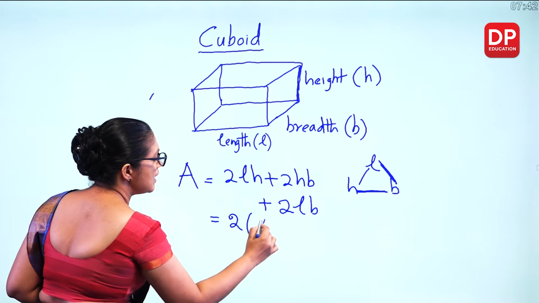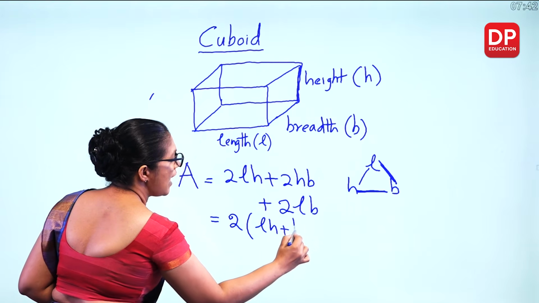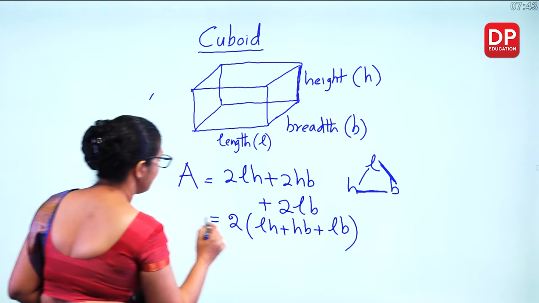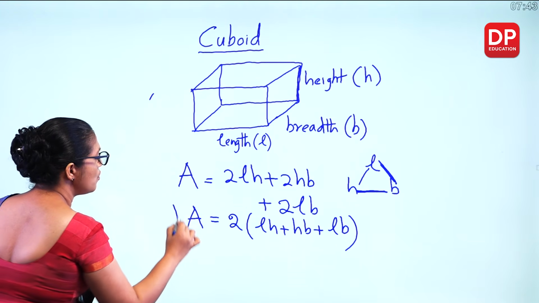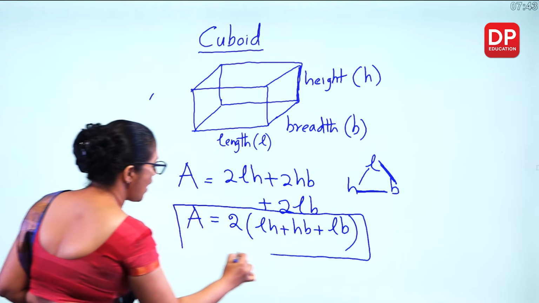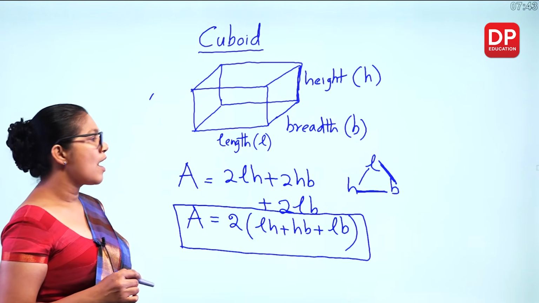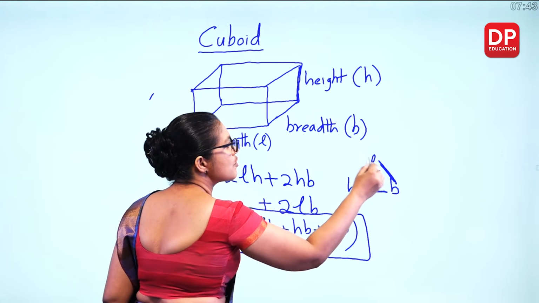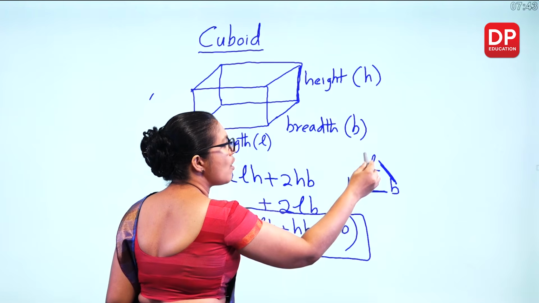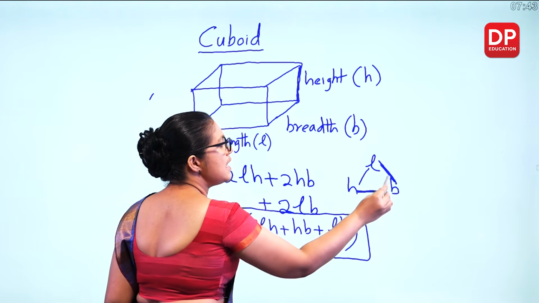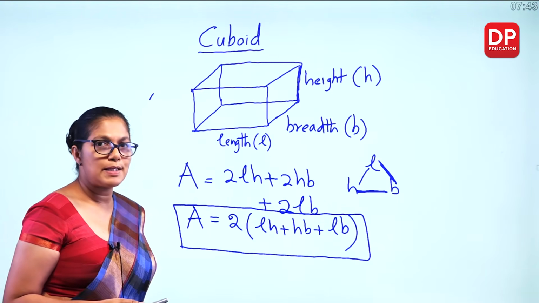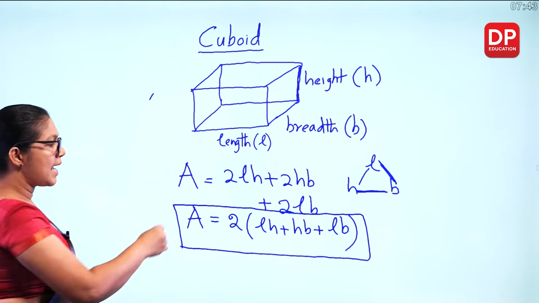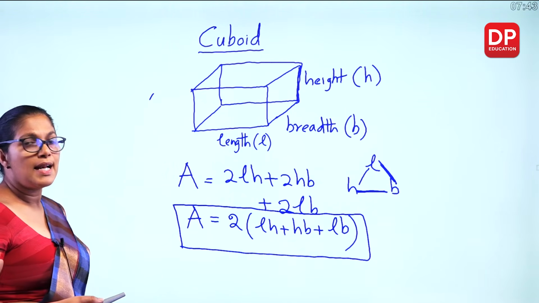2 times LH plus HB plus LB. So you can use this formula to find out the surface area of a cuboid. So remember this method. You draw a triangle like this and then multiply all sides. LH, HB, BL. And then you multiply by 2. Now we'll see how we can apply this formula in several examples.